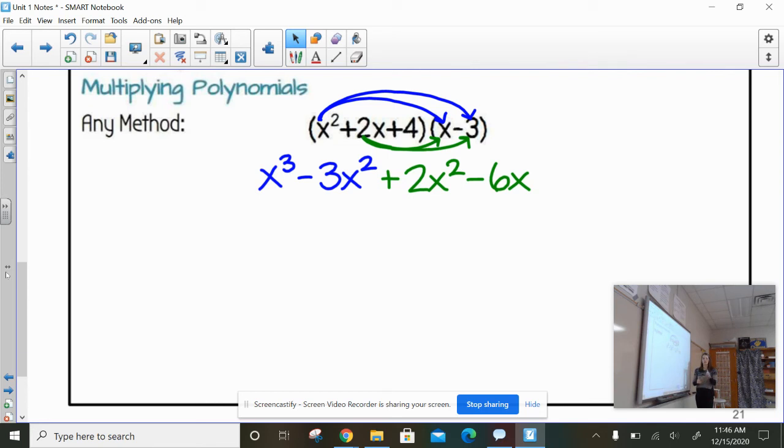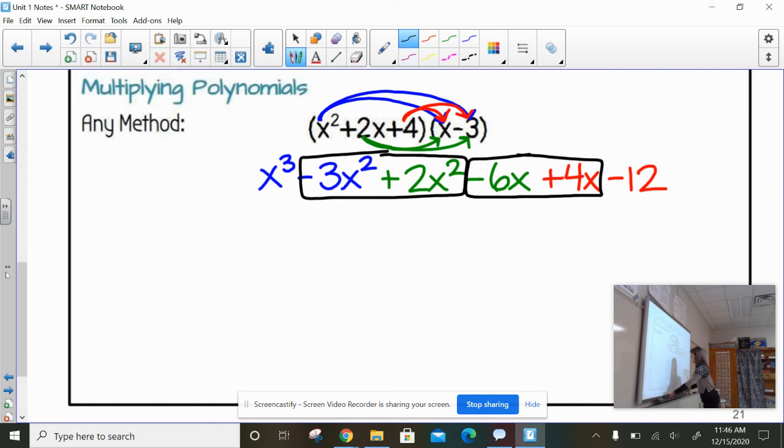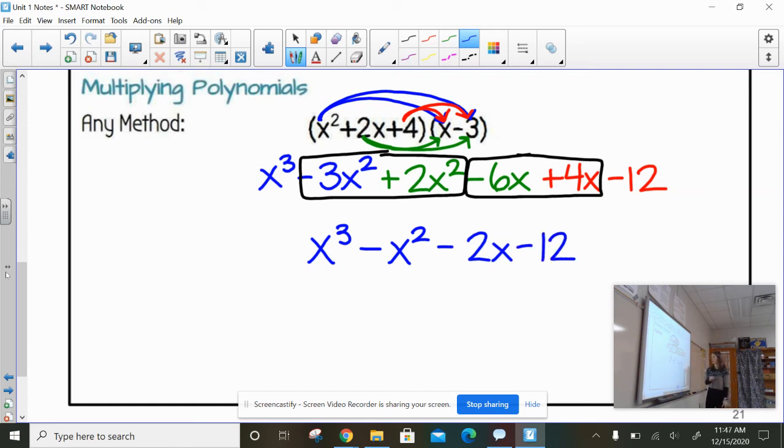All right, and then notice here I have one more number. Okay, so I'm going to have a few more arrows. It's going to be a lot. So I'm now going to do 4 times x, which is 4x, and 4 times negative 3, which will be negative 12. Okay? All right, I have two different sets of like terms here. So I have those that are like terms, and I have those that are like terms. Okay? So I'm going to bring down this x to the third. Then here, negative 3 plus 2, that'll give me a negative x squared. Negative 6x plus 4x is negative 2x. And then bring down the minus 12.